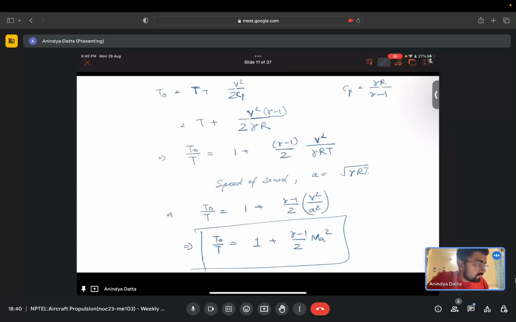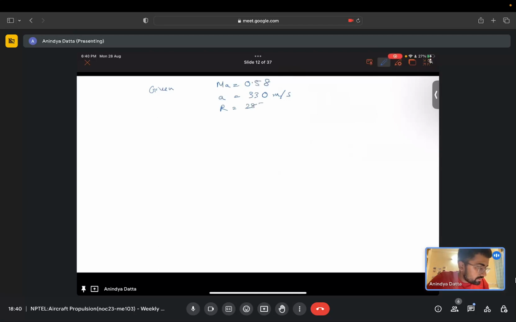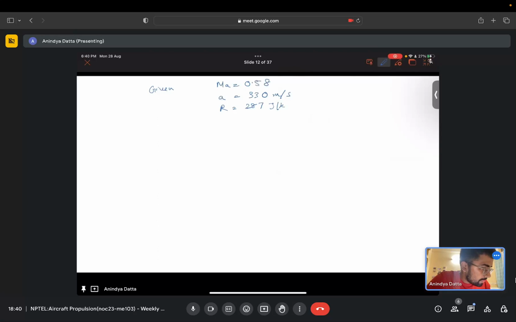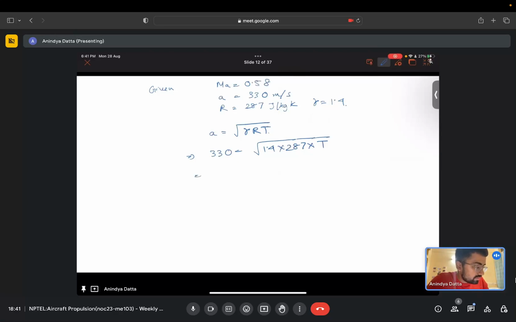R is 287 joule per kg Kelvin, and gamma is 1.4. So how do we find static temperature from here? The speed of sound is square root of gamma R T. This is given as 330, gamma is 1.4, R is 287, and temperature is T. From here you can find out temperature.